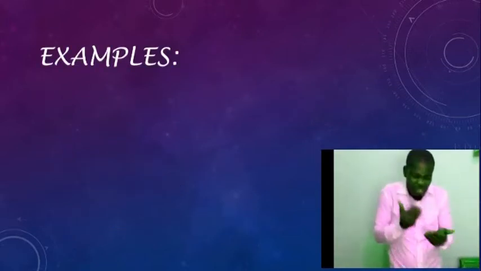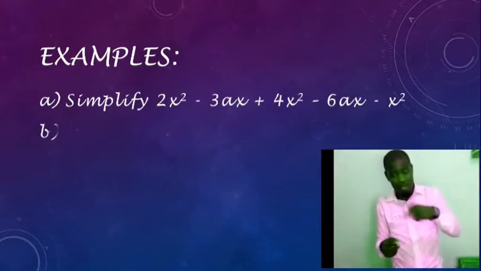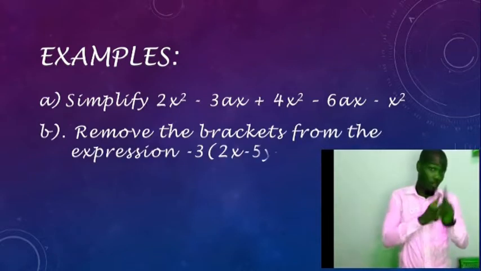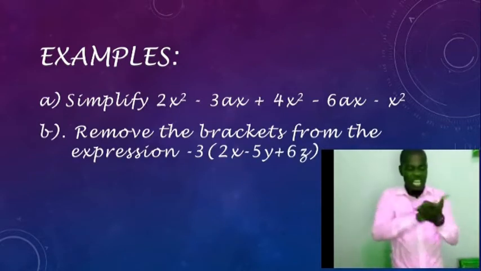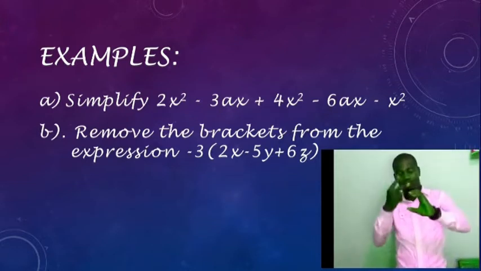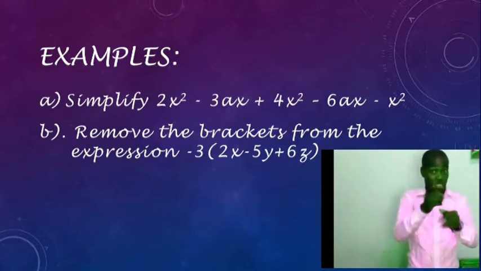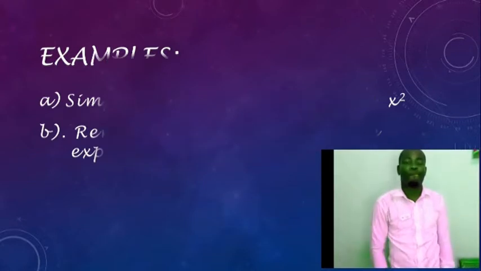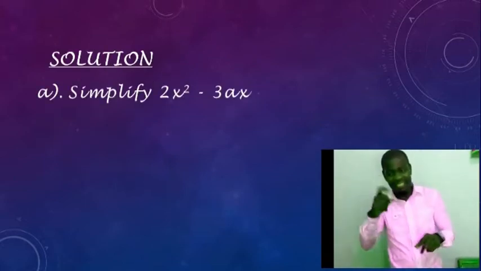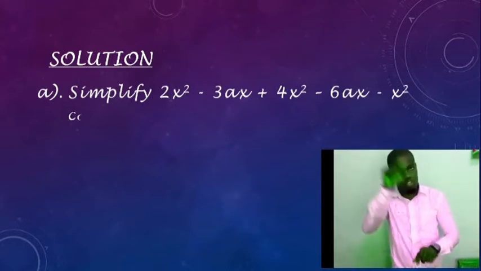Now let's look at some examples. Let's simplify this expression: 2x squared minus 3ax plus 4x squared minus 6ax minus x squared. That's the first one. And the second one is: remove the brackets from the expression minus 3 into bracket 2x minus 5y plus 6z. Let's solve the first expression first. Simplify 2x squared minus 3ax plus 4x squared minus 6ax minus x squared.